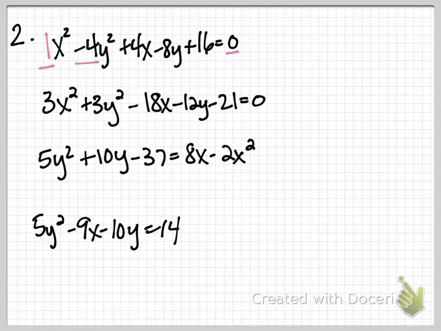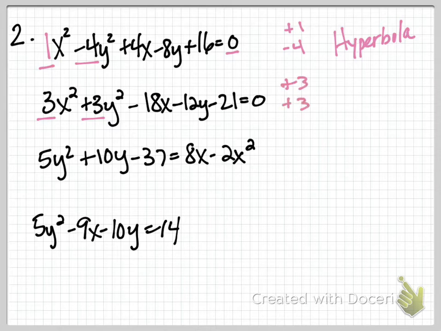So when you look at those two numbers, we have a positive 1 and a negative 4. The rules tell us that when you have numbers that have opposite signs, that represents the equation of a hyperbola. Looking at your next one, and by the way, these are off of your 9.6 notes. That's where I got these equations from. Looking at the next one, positive 3 and positive 3. They're the exact same number, same sign, which means that represents the equation of a circle.